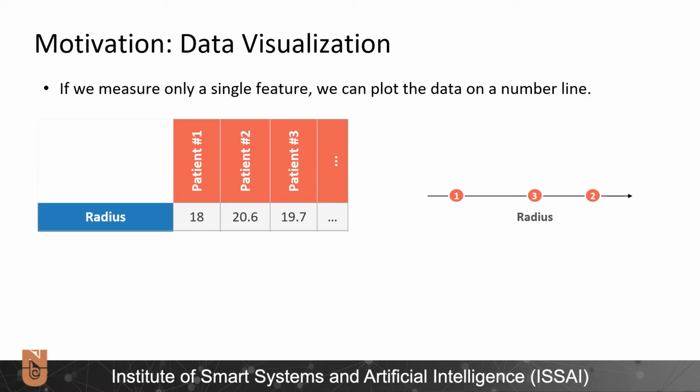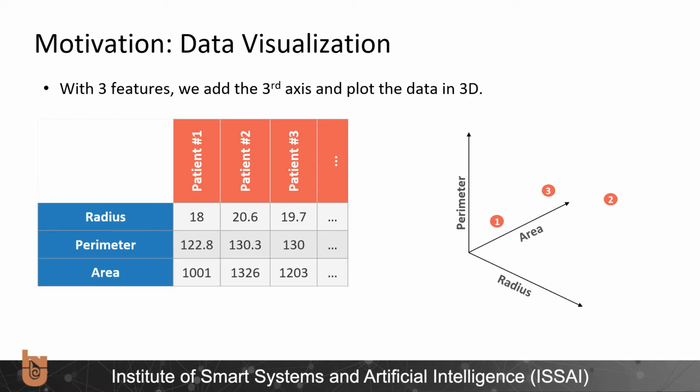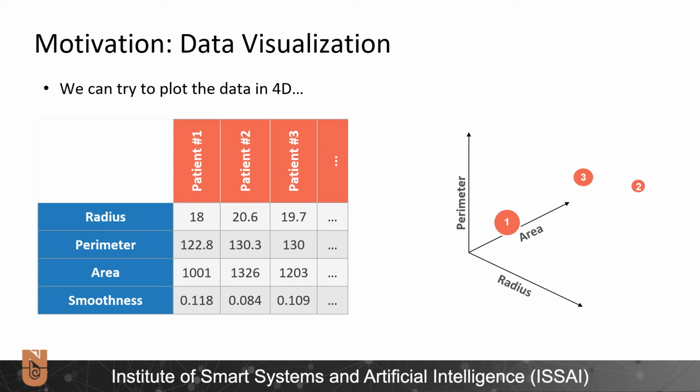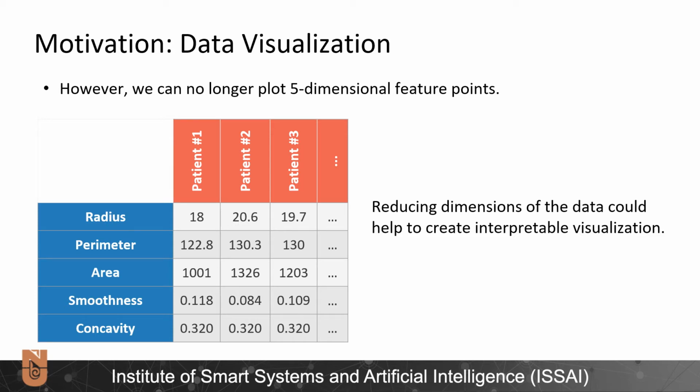For example, if we only had one feature in our dataset, which is the radius of the tumor, then it is easy to plot the patients on a number line. And if we have two features, we can plot the data on a two-dimensional graph. If we add another feature, we now have a dataset with three features and can plot the data in 3D. Now let's say we add another fourth feature, the smoothness, and try to represent four-dimensional data in 3D, but with larger dots representing larger smoothness values. However, all these tricks will fail if we want to get a visualization for five-dimensional data. Therefore, reducing dimensions of the data could help to create interpretable visualization.